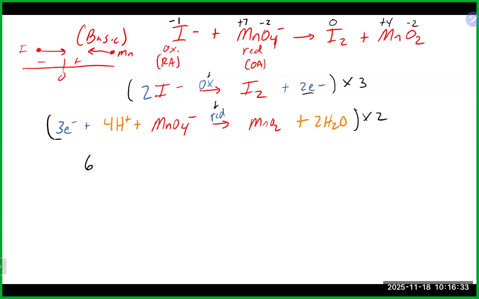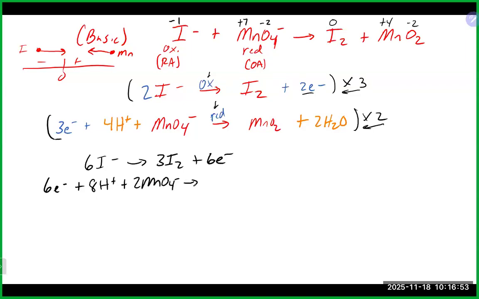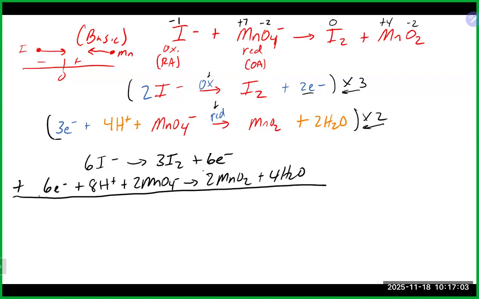So if we do that, 6 I minus goes to 3 I2 plus 6 electrons. Again, just multiplying this across. Same thing here, we're going to multiply the 2 across, and that'll give me 6 electrons plus 8 H pluses plus 2 MnO4 minus goes to 2 MnO2 and 4 waters. At this point, we should be good to go to add these together. Electrons should completely cancel, which looks like they do. That looks like everything that's going to cancel.